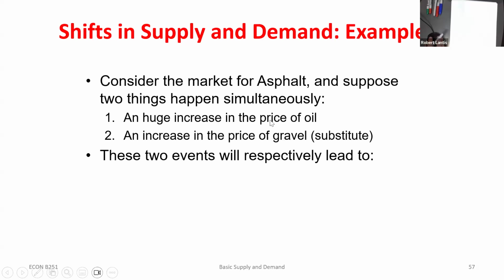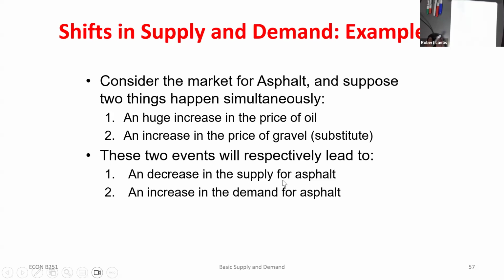So if input prices go up, what's going to happen to supply? If it's more costly to make something, I'm going to supply less of it. If I see an increase in the price of gravel, a substitute in consumption, well, now if I'm putting in a driveway, I'm less likely to want to put in a gravel driveway, more likely to have an asphalt driveway. I should see an increase in demand. So how is this going to impact our equilibrium?